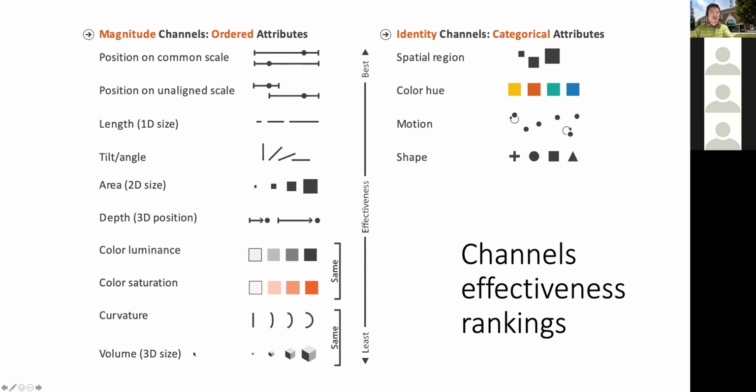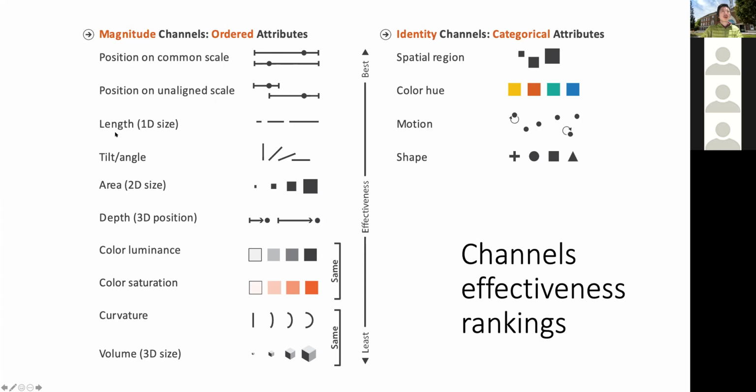If we look at this one, the most effective is called position on the common scale. These two positions start at the same point on the common scale. The second most effective is position on unaligned scales. These are still positions, but the start point is different. So if you want to compare, it will be a bit more difficult relative to this one.